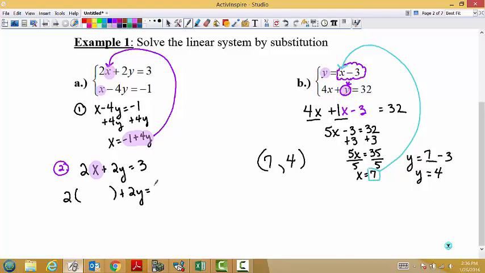This is the rest of the equation. See if you see what I did there. The 2, the plus 2y, and the 3. But instead of the x, I'm going to write negative 1 plus 4y. I'm substituting. That's why it's called the substitution method.